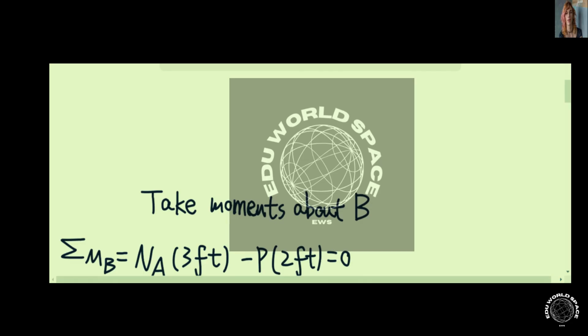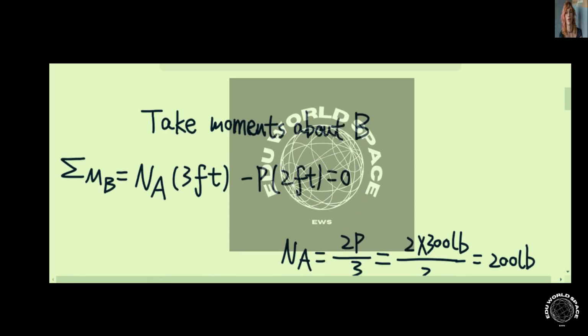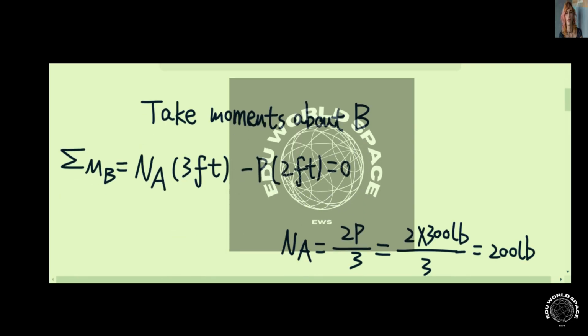Consider counterclockwise moment as positive and clockwise moment as negative, and this will give us such an equation. So eventually you have NA is equal to 2P over 3, which is equal to 2 times 300 pound over 3, and this is equal to 200 pound, since we know the force P is given as 300 pound.